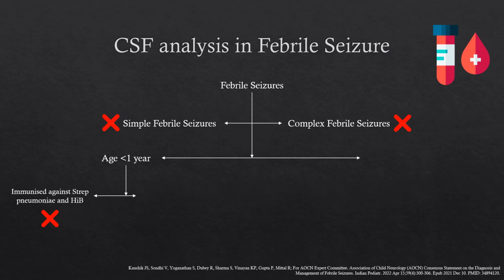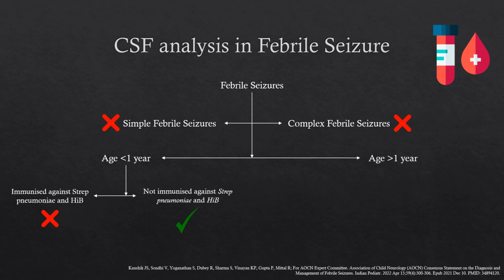But suppose the infant is not completely immunized against Streptococcus pneumoniae and Haemophilus influenzae B, or if the immunization status is not known or undocumented, or the parents have forgotten, or they cannot show the evidence that the child has been immunized, then we should definitely do a CSF analysis in those cases, because there is increased risk of meningitis caused by these two organisms.